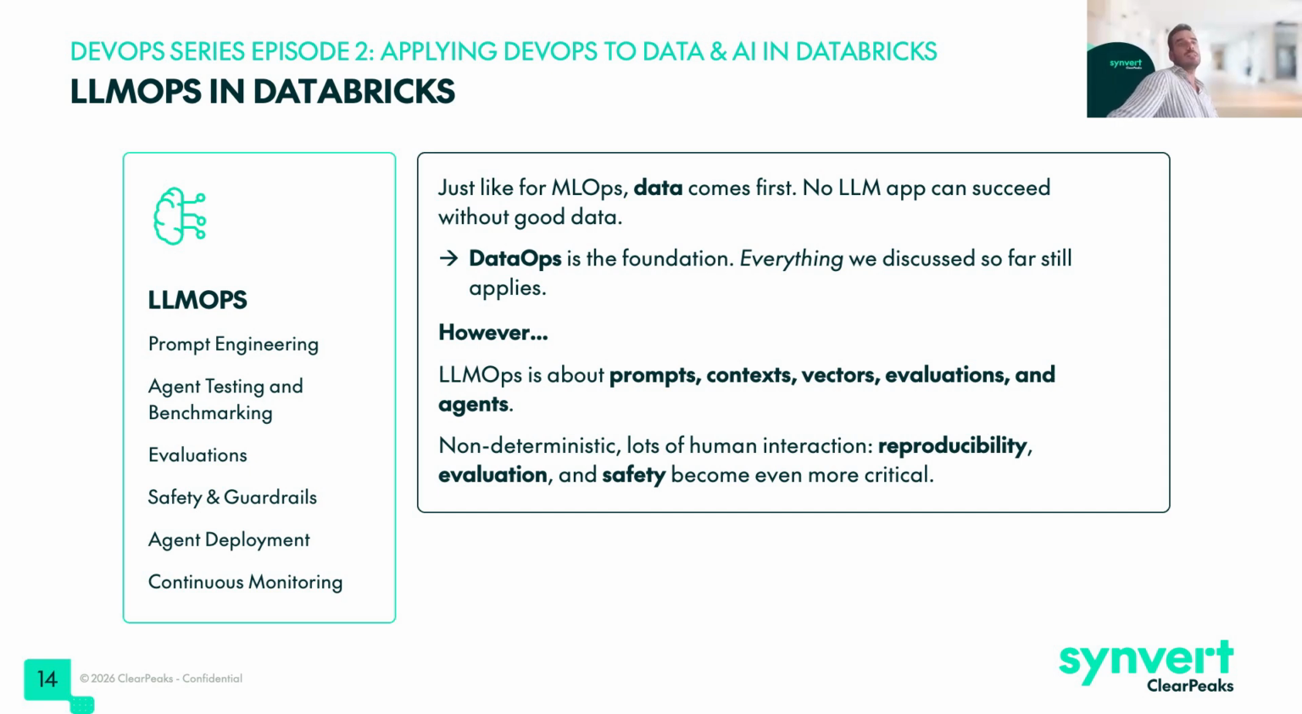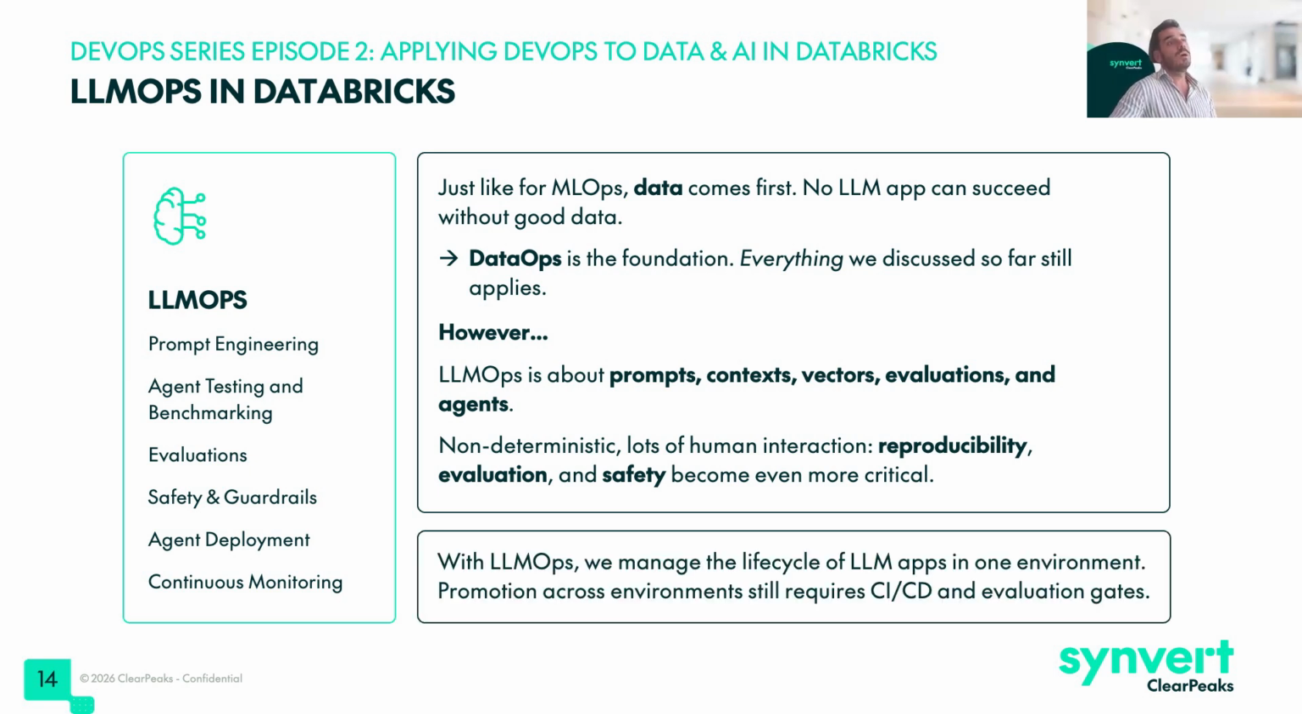So last but not least, LLMOps. I'm sure most of you are familiar with the terms you see on the screen. We have prompts, agents, context, evaluations. These are all elements and terms that we've all been working with and have heard in the last couple of years. And obviously LLMOps comes with its own set of requirements. However, once again, data comes first. There's no LLM app that can be successful without good data behind it.